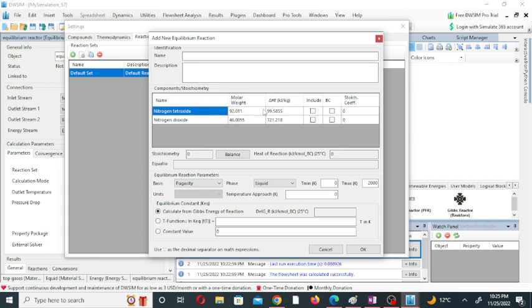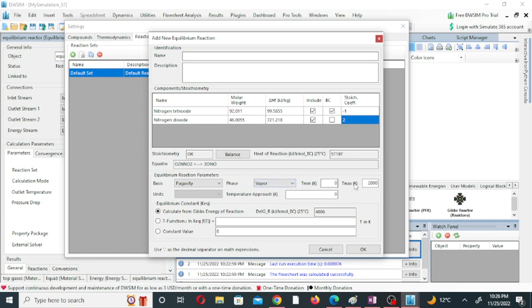So nitrogen tetroxide and nitrogen dioxide. All the components are included in the reaction, and the base component is nitrogen tetroxide. The stoichiometric coefficient of nitrogen tetroxide, this is the reactant, so we will put -1, and 2 moles of nitrogen dioxide, and 2 will be positive because nitrogen dioxide is the product. The stoichiometric coefficient for the product will be positive, and for the reactant it will be negative. So this is the balanced equation, and all the components are in the gaseous phase.